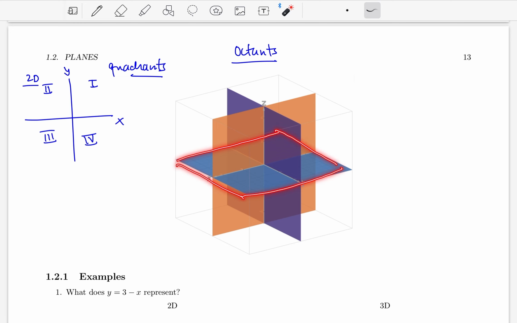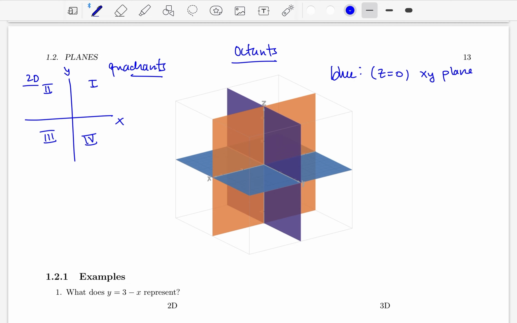it's when z is equal to 0, right? So this is the blue one. Z is equal to 0, that would be the xy plane. So let's say blue, it's when z is equal to 0. This is the xy plane, okay? Let me look at the orange one.